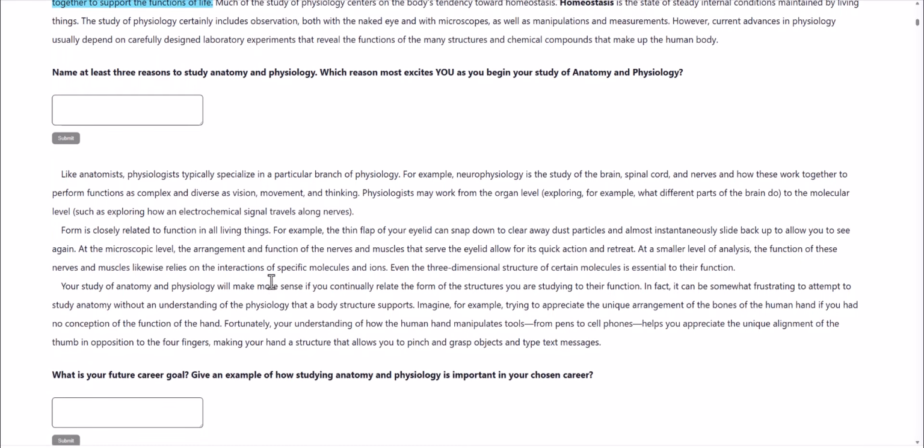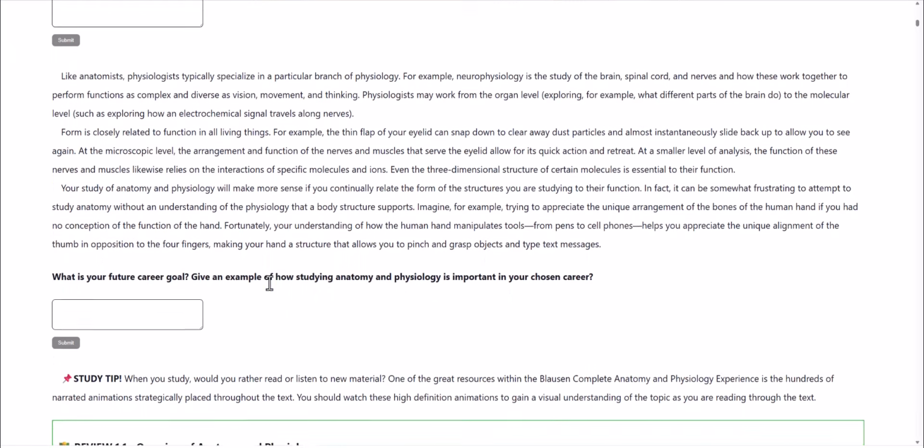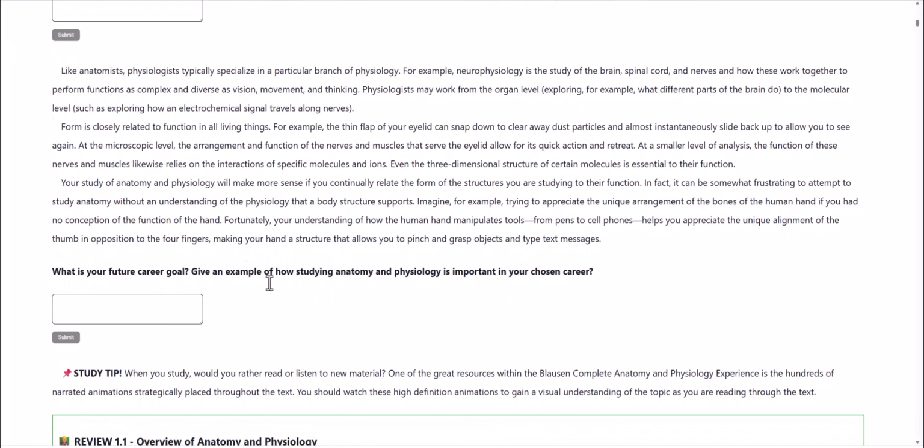Now, I'm not going to read the entire book to you. I want you to be glancing through and reading this yourself. But the next question I want you asking yourself is, what is or what are your future career goals? And what is an example of how studying anatomy and physiology will be important in your chosen career?